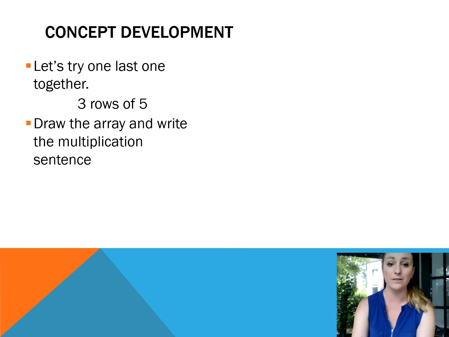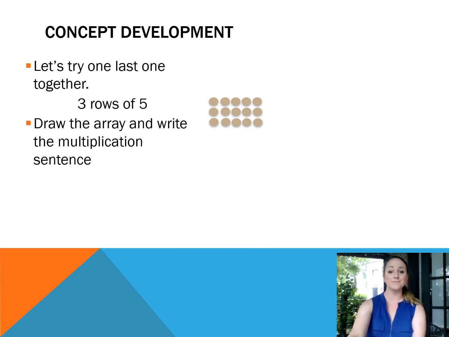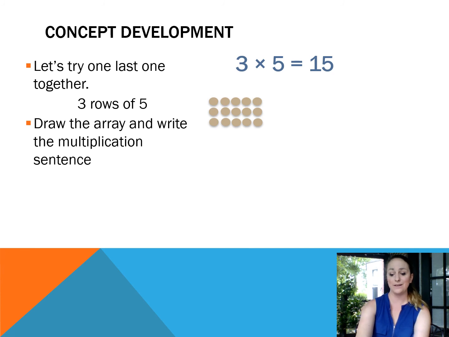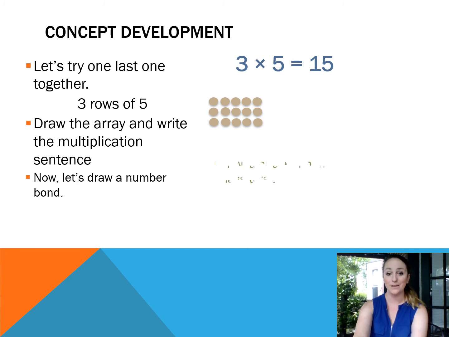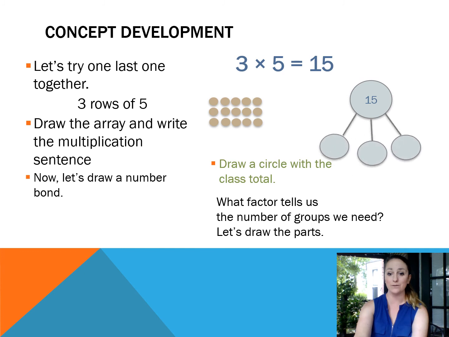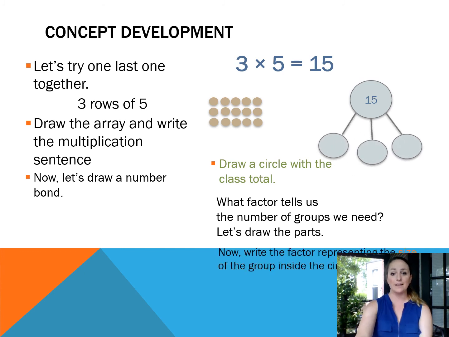Let's draw the 3 rows of 5. What multiplication sentence matches 3 rows of 5? 3 times 5 equals 15. Now, let's draw another number bond. We'll start with our total, 15. The first factor tells us we have 3 groups. So let's put 3 as our groups, and then let's look for the size of each group.